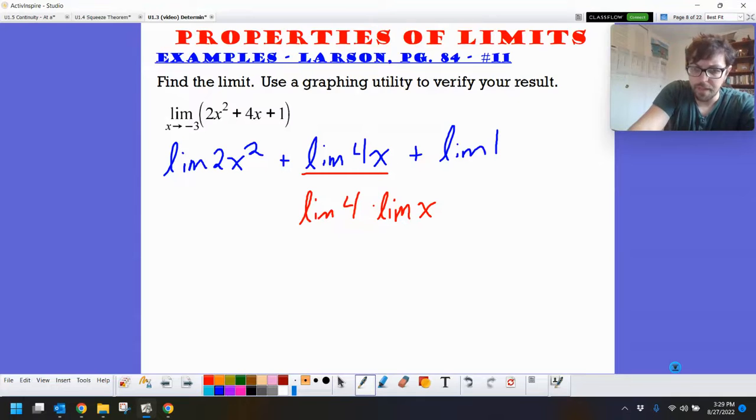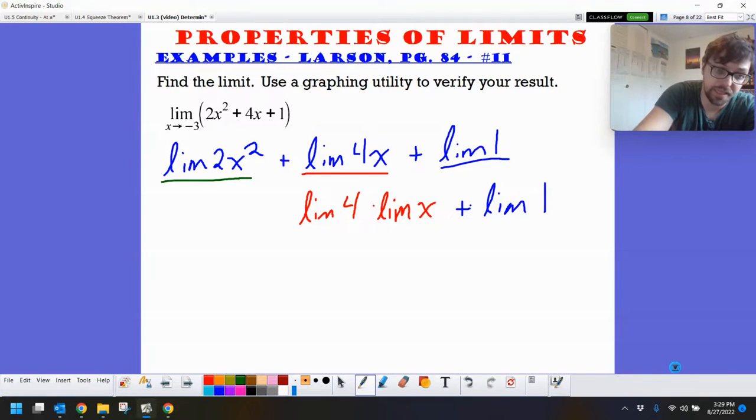There we go. This one, there's nothing really to do with that. So I'm just going to keep that as a limit for now. It's going to be 1 in a minute, but whatever. Then I still have this one over here. So I'm going to break that up into two separate limits being multiplied together.